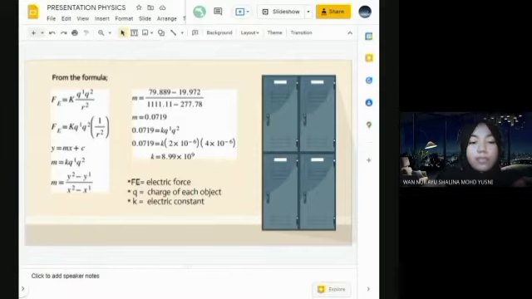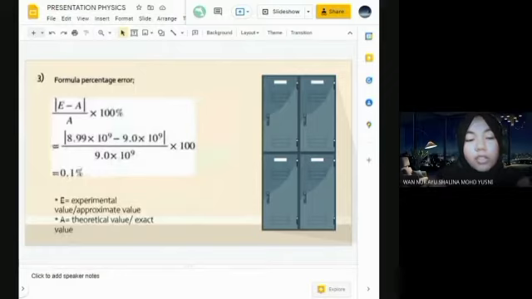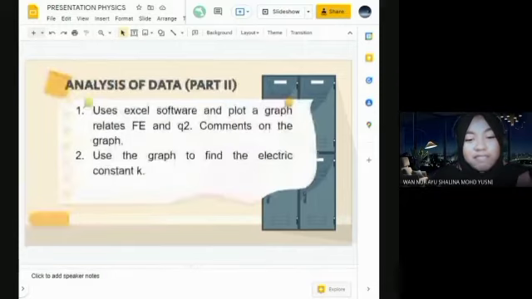And the electric constant that our group got is 8.99 multiplied by 10 to the power of 9 newton meter squared per coulomb squared. Okay, next. For the third question, we are asked to find the percentage error in K. We use the formula modulus E minus A per A multiplied by 100%. E here is the experimental value that we got from the calculation earlier, and A here is the theoretical value, or the known value, which is 9.0 multiplied by 10 to the power of 9. And the percentage error that our group got in this experiment is 0.1%.